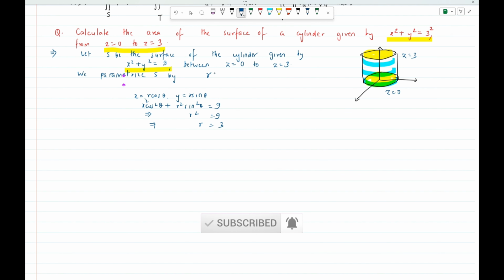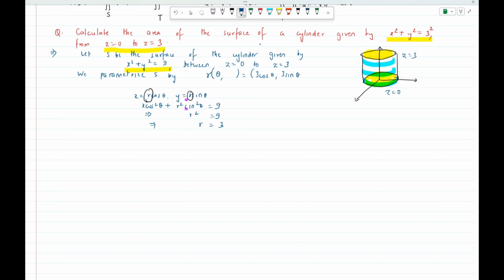So when we parameterize gamma in the form of r and theta, please note that we will not have r. Instead we will have 3 cos theta for x and 3 sin theta for y. So one of our parameters is theta, so I will say x is equal to 3 cos theta and y is equal to 3 sin theta.